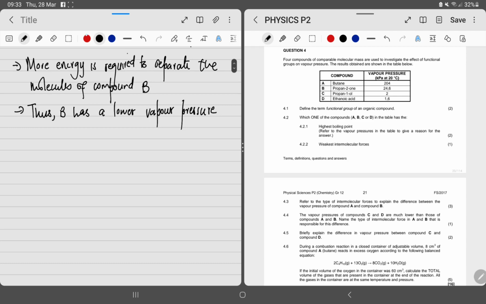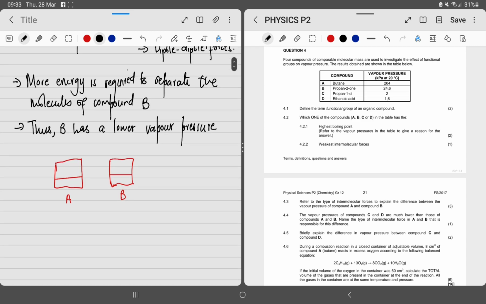Okay, maybe we can try and use a different method to explain. So imagine that we have two containers. These containers are exactly the same, and they are sealable. And then we put equal volumes of A and B. So this is A and that is B. Okay, and then let's just say we run this experiment for 1 minute.